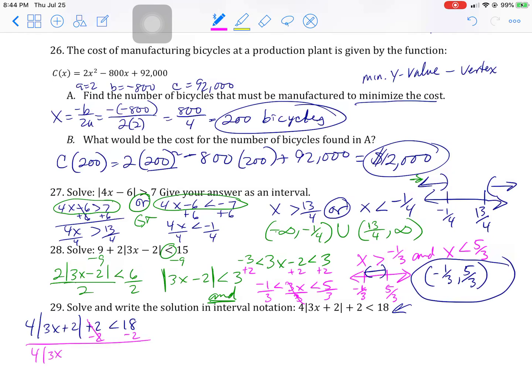4 absolute value 3x plus 2 less than 16. Get rid of the 4. 3x plus 2 is less than 4. It's a less than, so it's an "and" again, okay? So we scoot it over a little bit, put a negative on this side, add another symbol, put this in the middle, the absolute value. What was in the absolute value in the middle, positive number over there, okay?